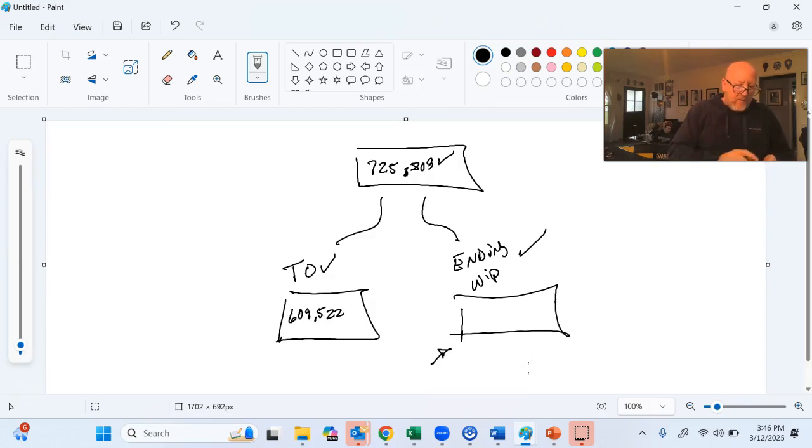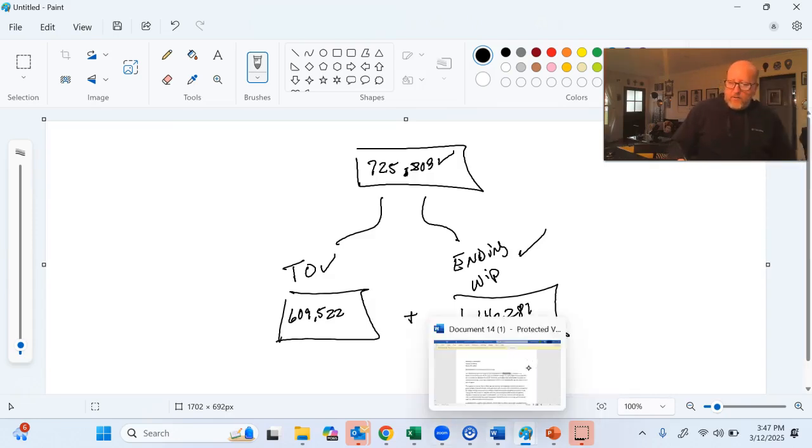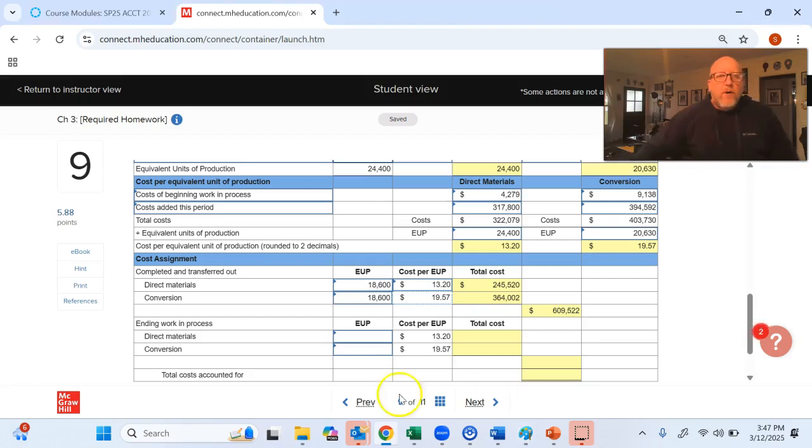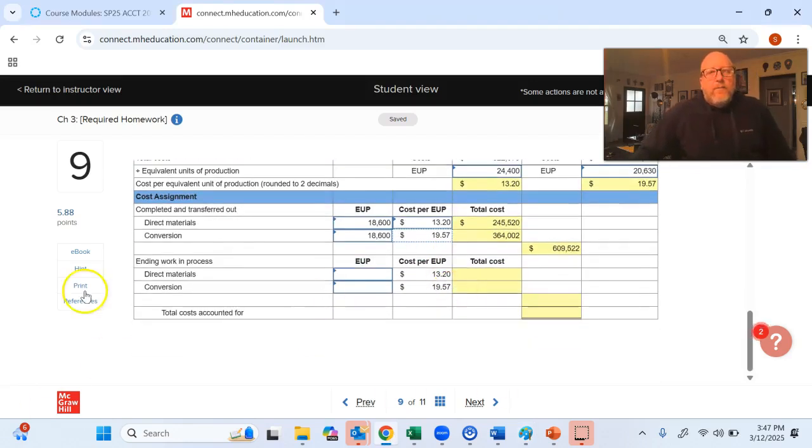Which means that when I'm done doing the same thing for ending work in process, I should get 725,803 minus 609,522. Okay, I should get 116,281, right? Both of these are going to add up to 725,803. So let's see what happens. Okay, let's do ending work in process.